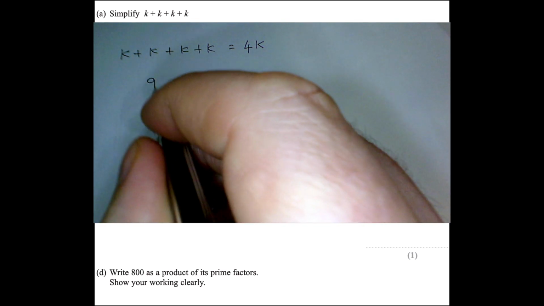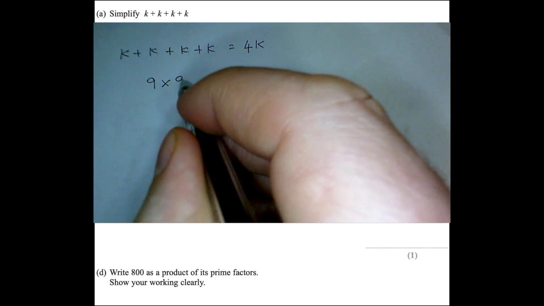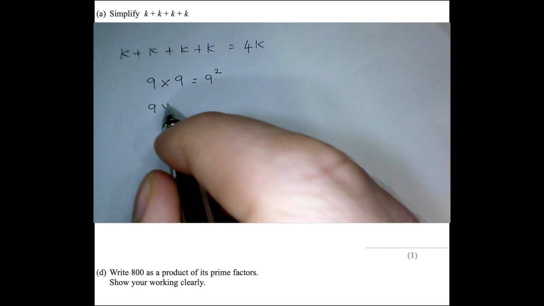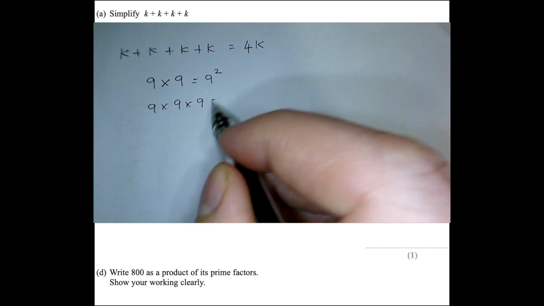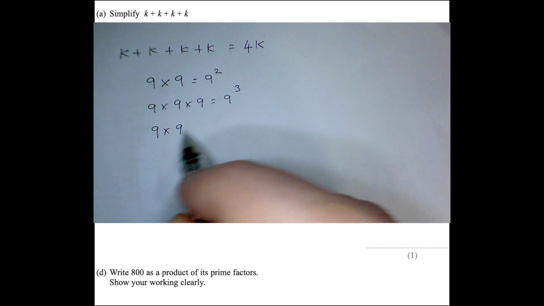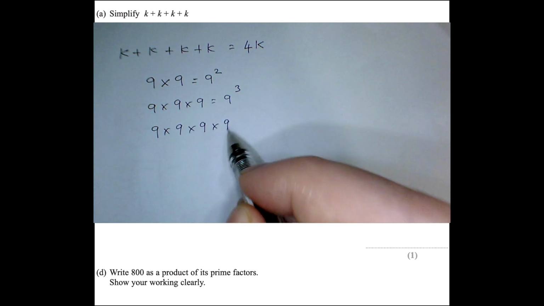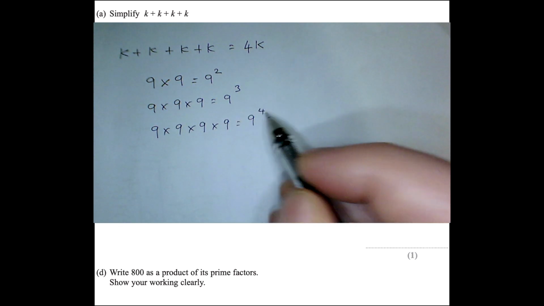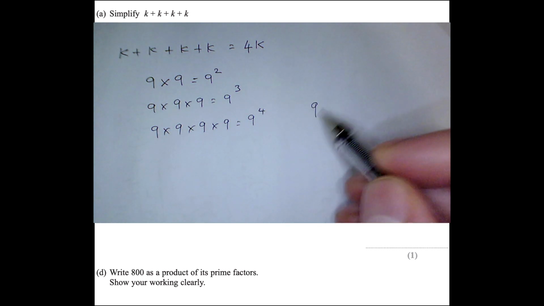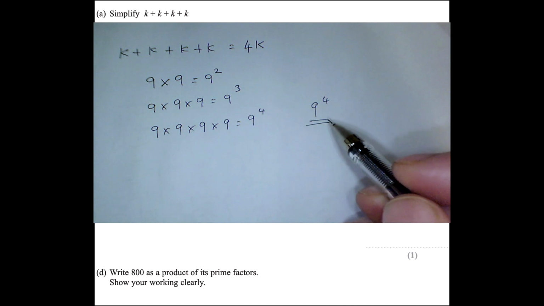Alright. Whereas, if I had been asked to do 9 times by 9 times by 9, I can write that as 9 squared. That's not the same as 9 times by 2, that's 9 times by 9. And so 9 times by 9 times by 9 is 9 cubed, and 9 times by 9 times by 9 times by 9 is 9 to the power of 4. That's what they mean. So that's part B, 9 to the power of 4.